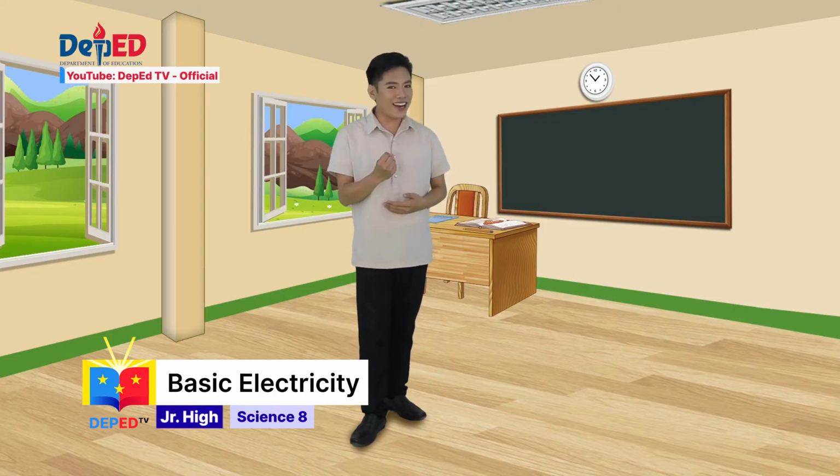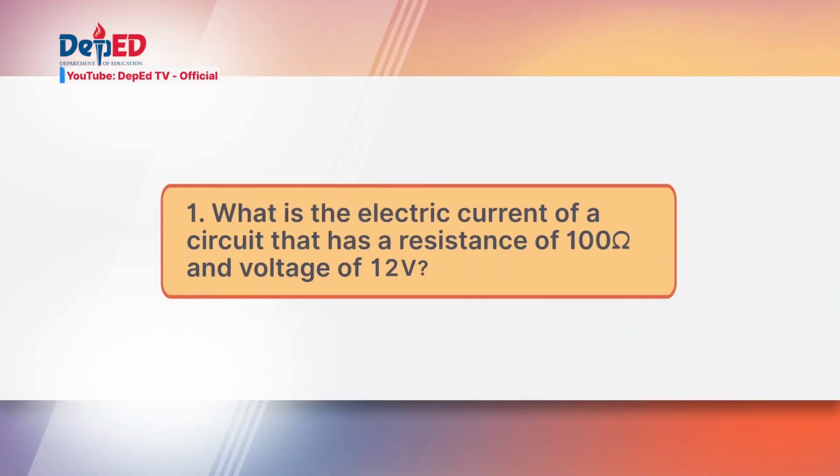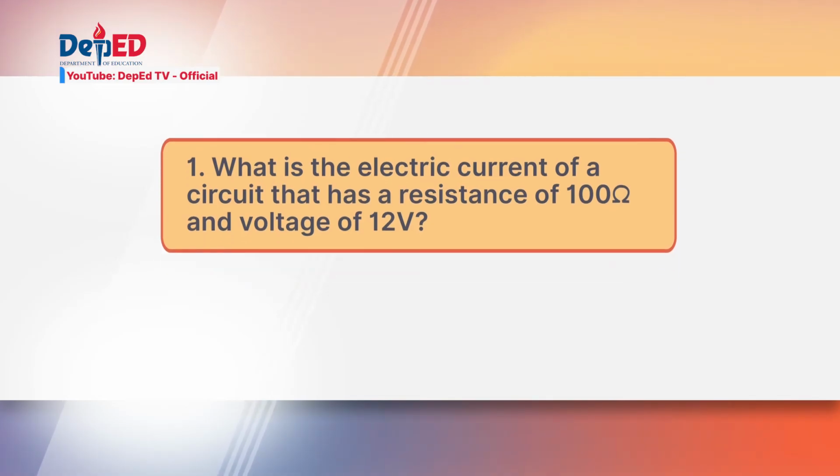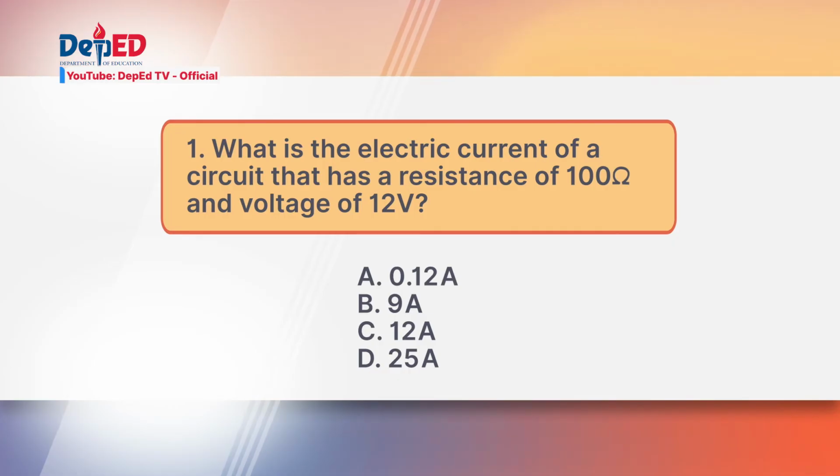So, let's begin. What is the electric current of a circuit that has a resistance of 100 ohms and voltage of 12 volts? A, 0.12 amperes, B, 9 amperes, C, 12 amperes, or D, 25 amperes? The correct answer is A, 0.12 amperes.